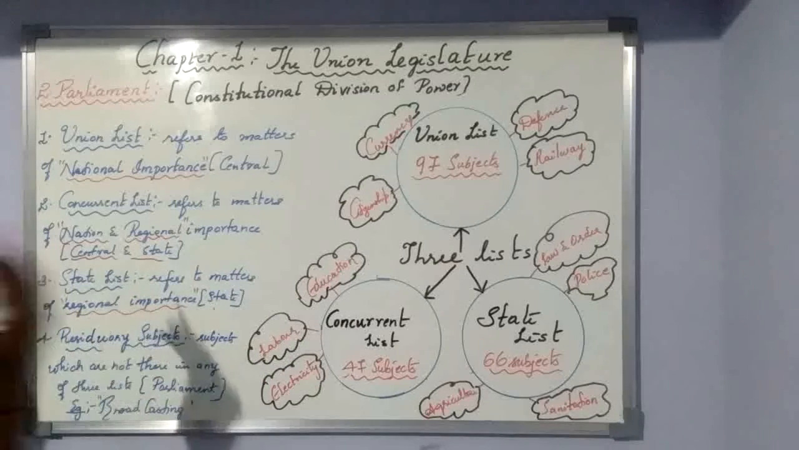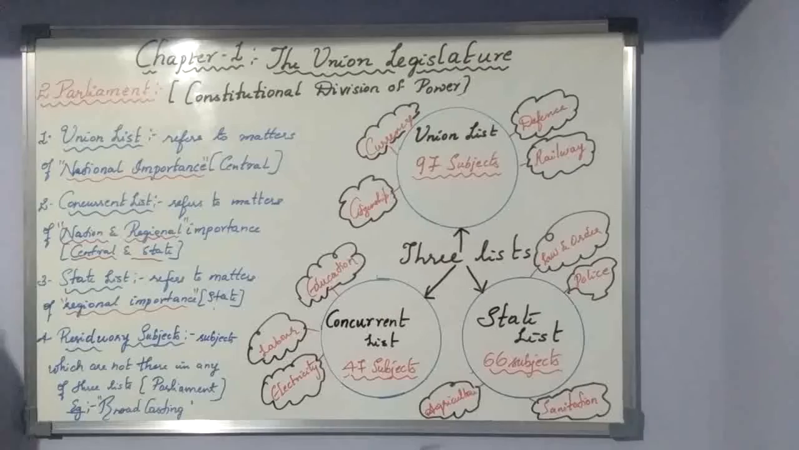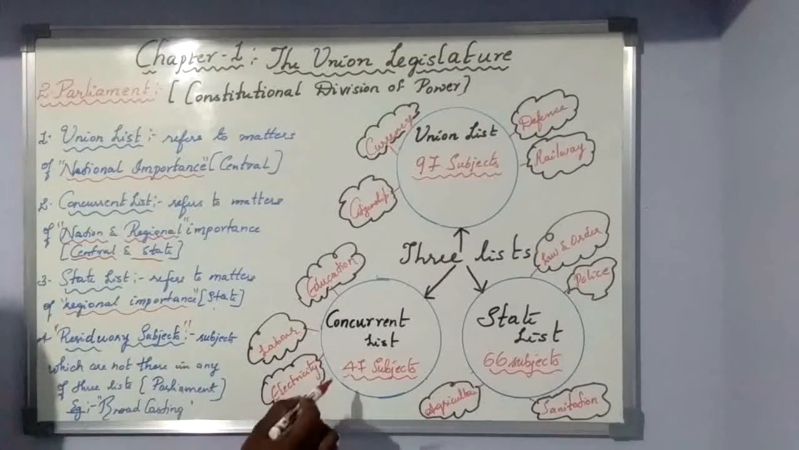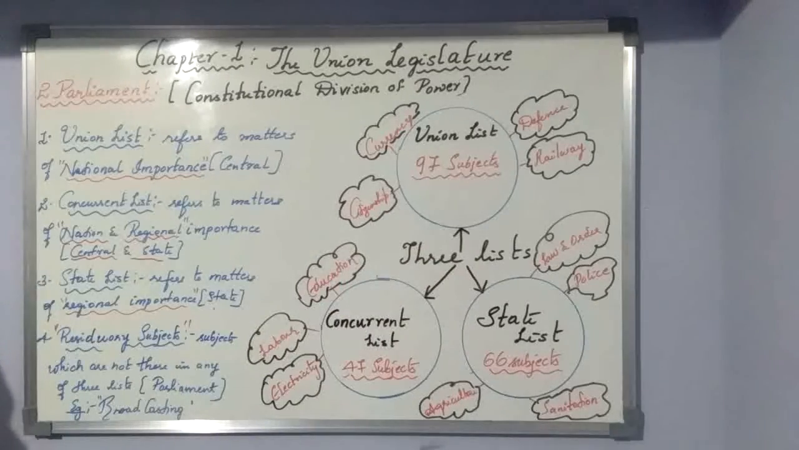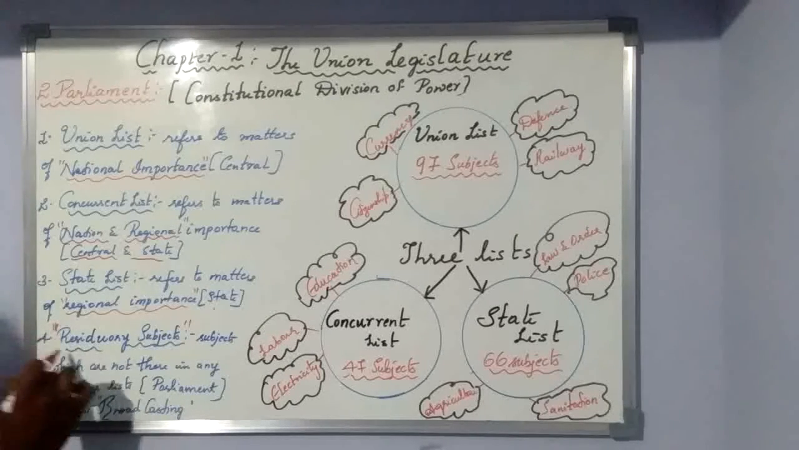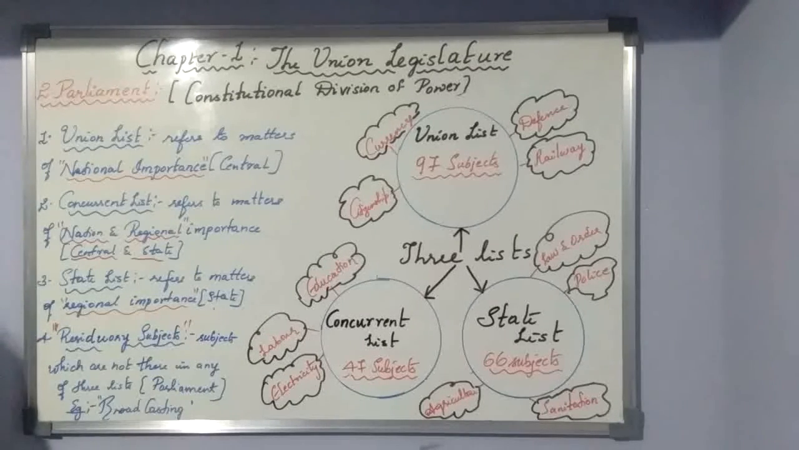What about the subjects which are not mentioned in any of the three lists? Such subjects we call residuary subjects, the subjects which are not there in any of these three lists. Then who can make a law? The parliament can make a law. The best examples are broadcasting and technology. All these things come as examples of residuary subjects.